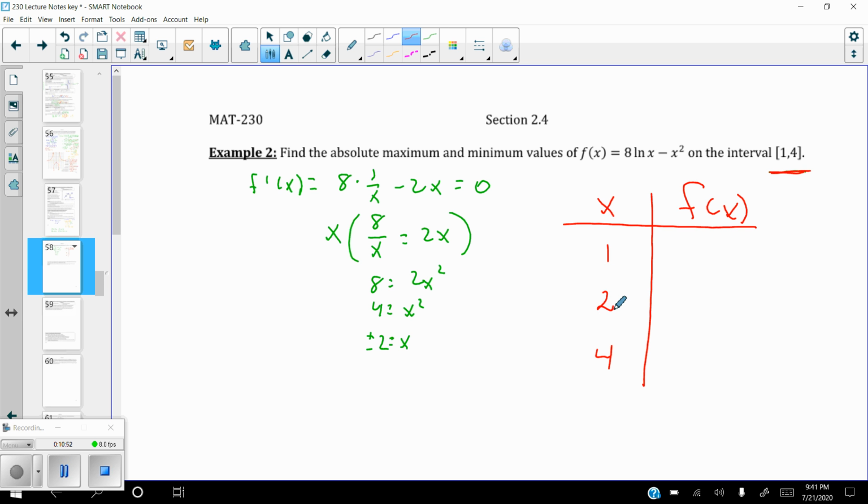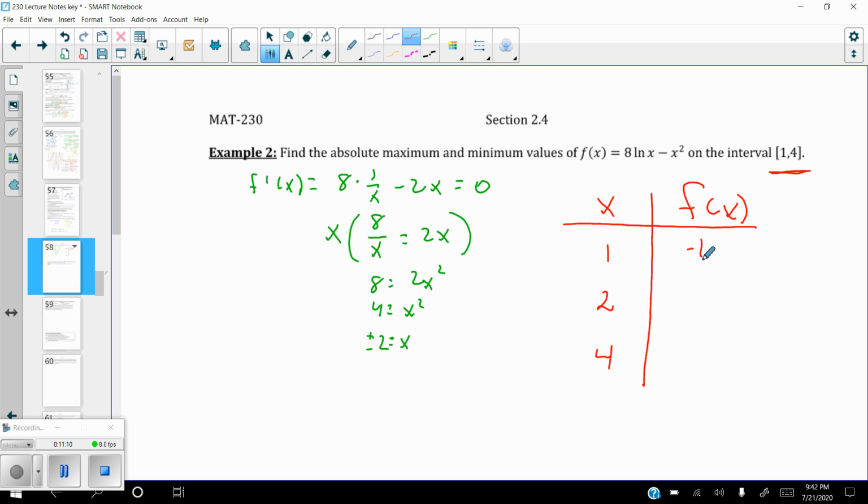So let's go ahead and plug these things in. So if I plug 1 in, I'm going to get 8 times the natural log of 1, but the natural log of 1 is 0. Minus 1 squared, so that's going to give us negative 1. Not too difficult there. The next two are going to be a little bit more challenging.